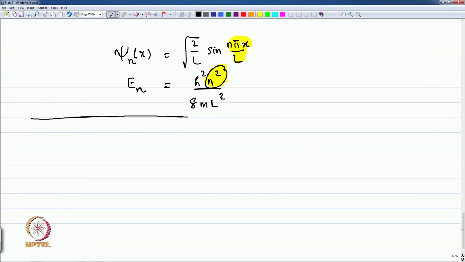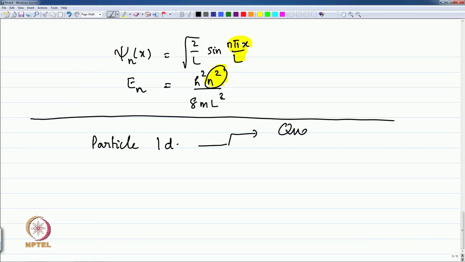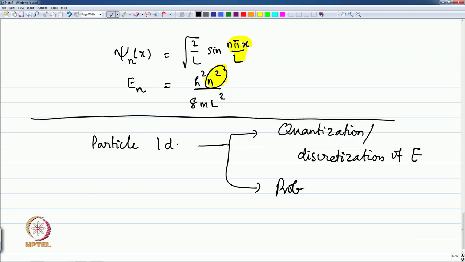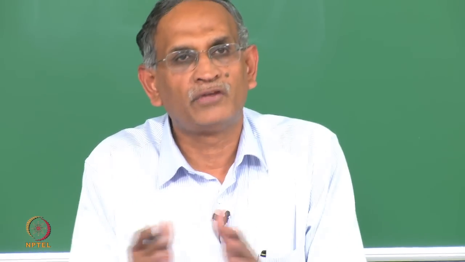So, let me summarize and then stop for this lecture, namely the particle in a 1D box has two results: a quantization of energy, or discretization of energy E due to boundary conditions, and a probability statement for determining the position of the particle in the box at various locations.